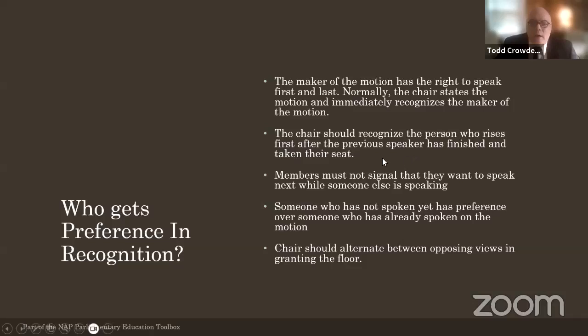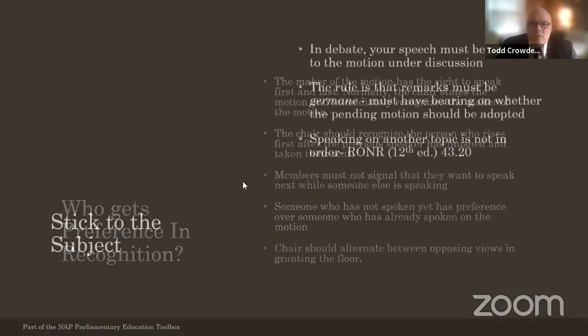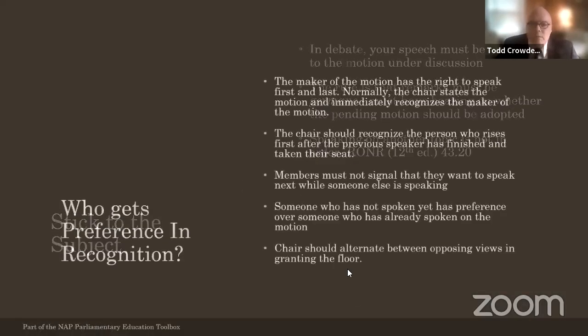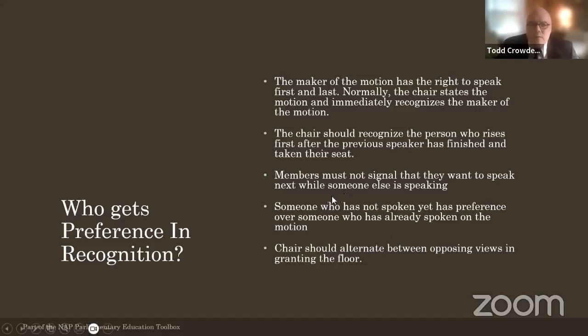The chair should recognize the person who rises first after the previous speaker has finished and taken their seat. So it's first come, first served. That's part of it. There's other factors though. Members must not signal that they want to speak next when someone else is speaking. That's not a good process. It's distracting. Don't wave at the chair to let him know I want to be next. You just wait till whoever's speaking is done, and then you address the chair.